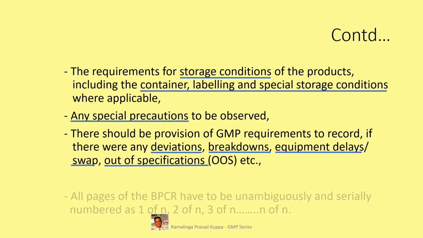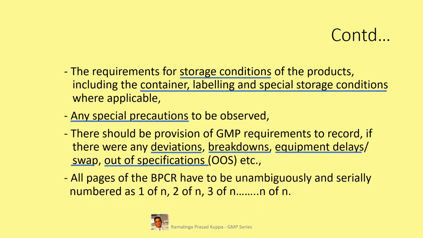At this point, all pages of the BPCR have to be unambiguously and serially numbered as 1 of n, 2 of n, 3 of n, etc., till n of n. Never paginate as 1, 2, 3, etc. We do not know how many pages actually are there in the BPCR. This system of numbering monitors the total number of pages also.